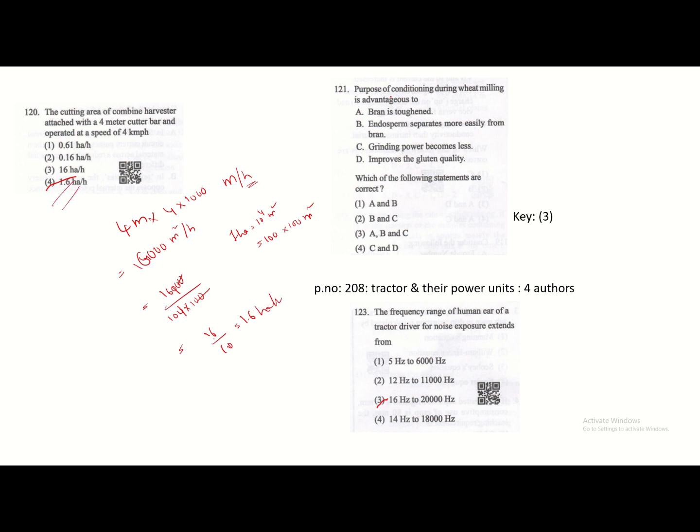Next one is the purpose of conditioning in wheat milling. It helps to toughen the bran, and the endosperm also becomes more easily separable, and the grinding power becomes less. So the answer is 3.